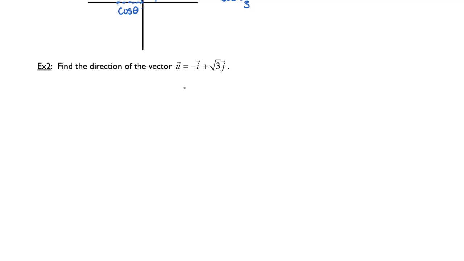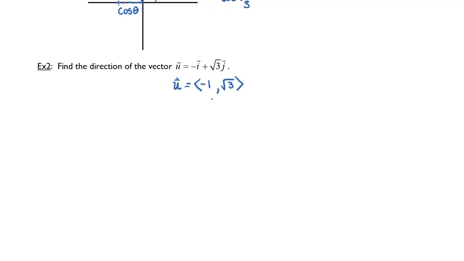Let's take a look at the next example. We need to find the direction of the vector u if it equals negative i plus root 3 j. Let's take the components of the vector u, which we can see are negative 1 and root 3. This will allow me to keep track of the steps in the x direction and the y direction.